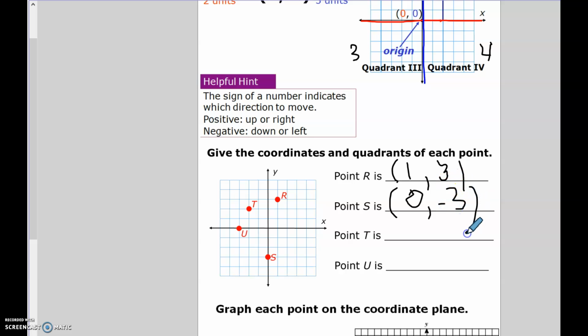Okay. Point T is to the left. So I slide to the left, which is negative, so that'd be negative 2. And then I go up positive 2 spaces. So it's negative 2, 2.